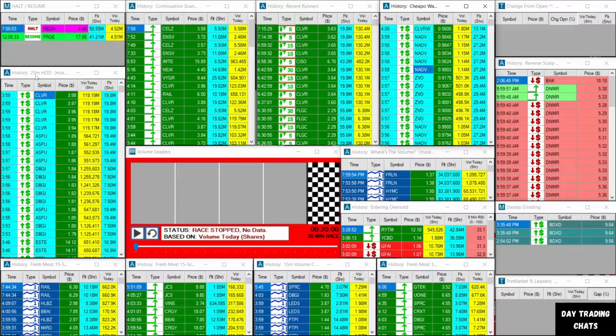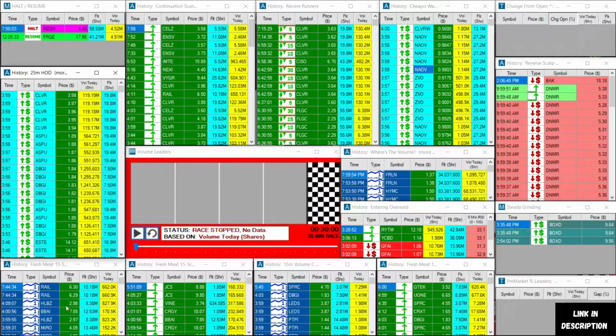But this is a 25 million share float high of day scanner. We're looking for stocks making high of day with 25 million share float or less, and that's what this is going to populate. See some of the names on here. CLVR was on there. CELZ was on there. PTPI. There's a lot of hot stocks on here, and this is going to identify stocks making highs.